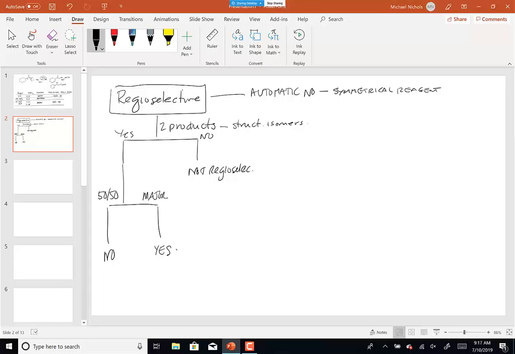Which then gets you to the idea that you have two products. So in the case of the reaction we just did, I'm adding an unsymmetrical reagent to an unsymmetrical alkene, I still have to check and make sure that I get two different products. Did I? Yes. Did I get them 50-50? No, there is a major product. So yes, the reaction is regioselective. You can modify that whatever way you want, but if you wanted a flowchart with questions, that would be the way to approach it.